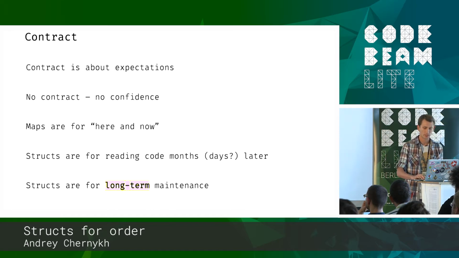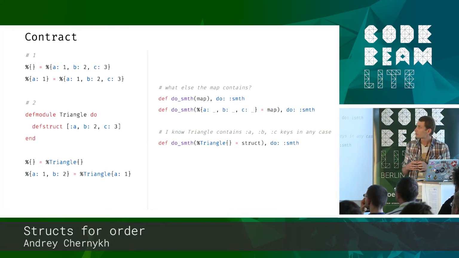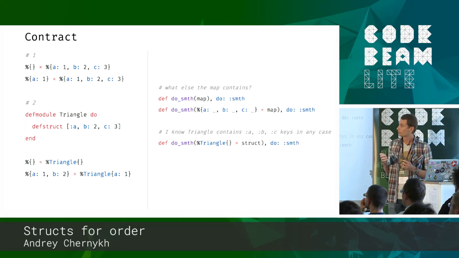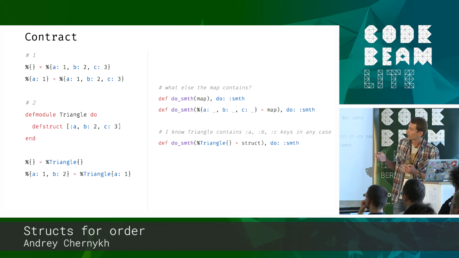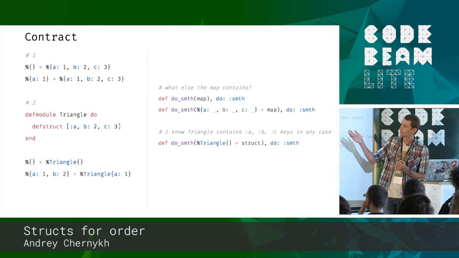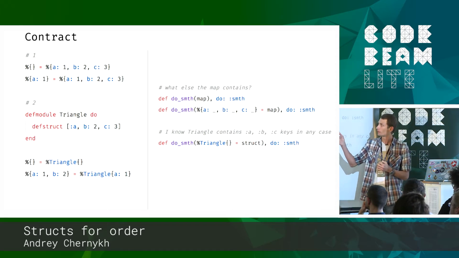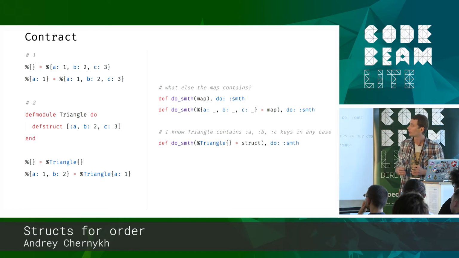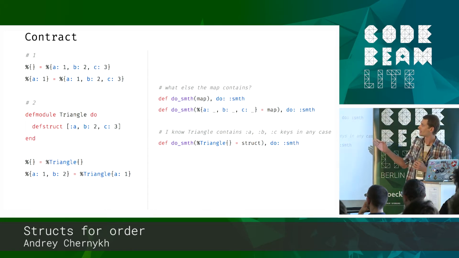Let's consider a basic example. On the left side, I show you how structs and maps are similar, in this case, in terms of pattern matching. So you define some map, pattern match. Even if the map has more keys and fields than the left side, it will be okay. But let's take a look at the right side.